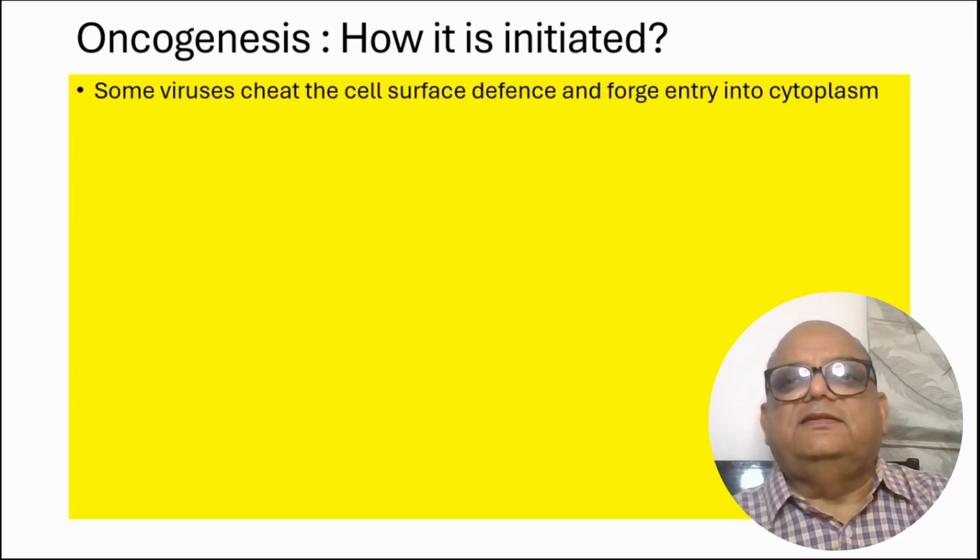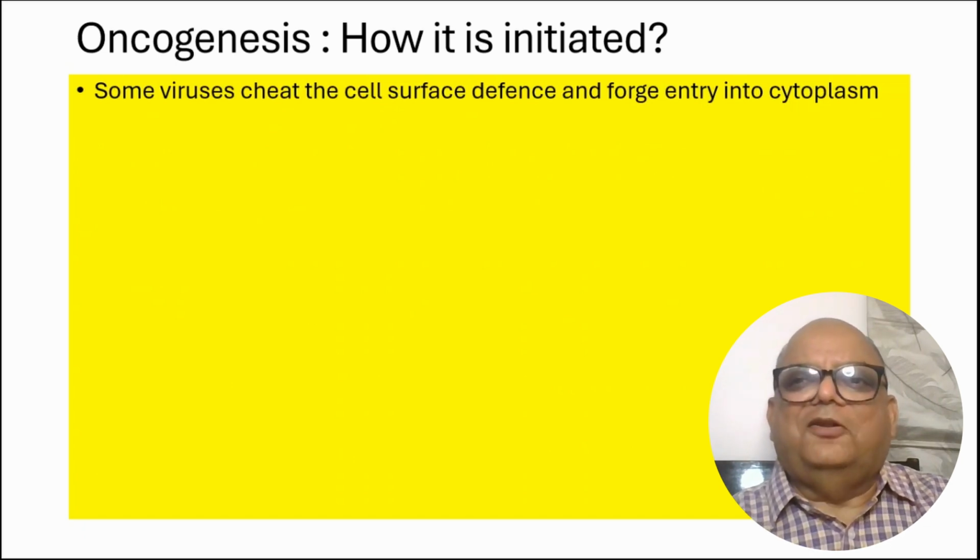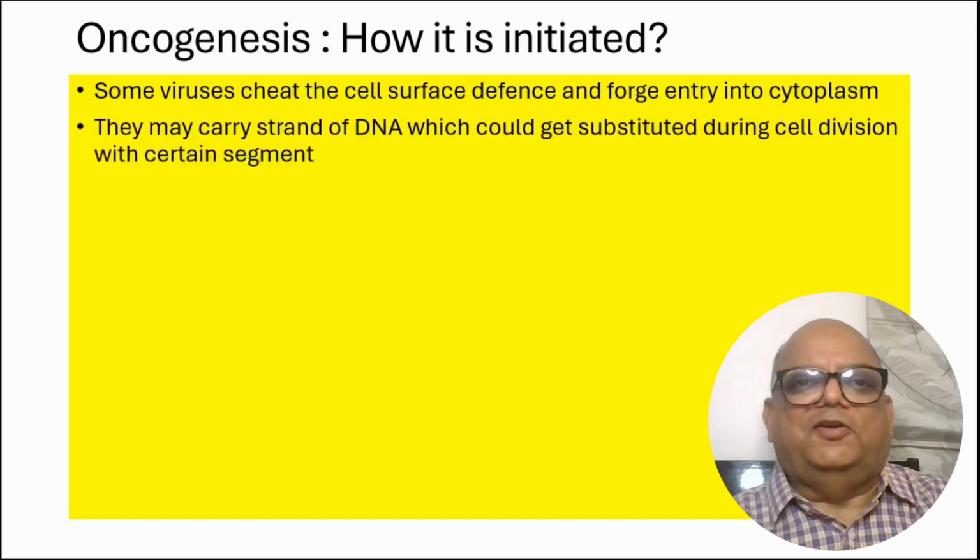Some viruses will cheat the cell surface defense and forge entry into cytoplasm. That is, the sensors on the cell membrane will get cheated by the shape that is presented by the virus, by the master key that is inserted in the lock, and the lock is opened and the entry is forged into cytoplasm. And then the virus may be carrying a strand of DNA or mRNA, which could try to get substituted during cell division with a certain segment of valid DNA.